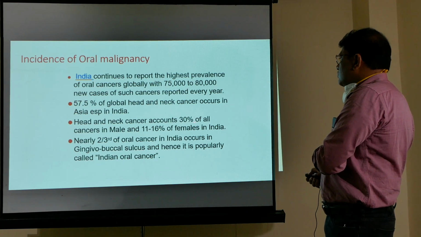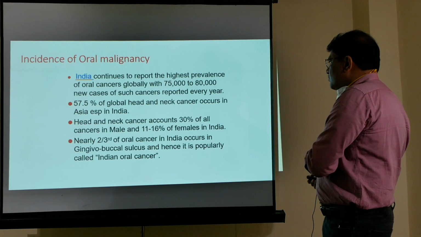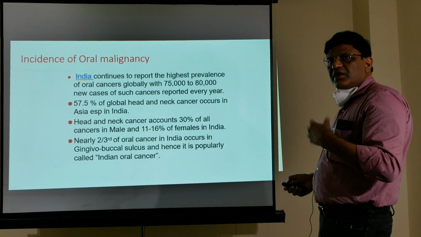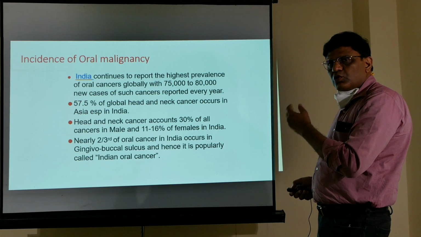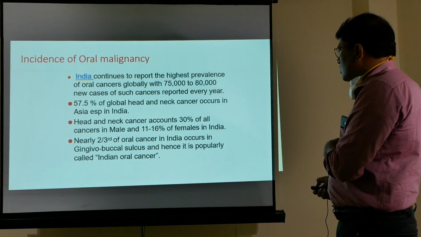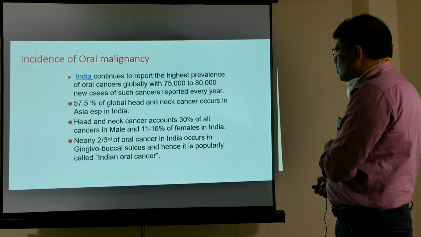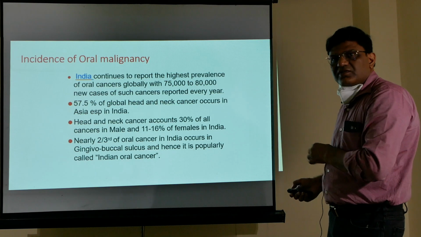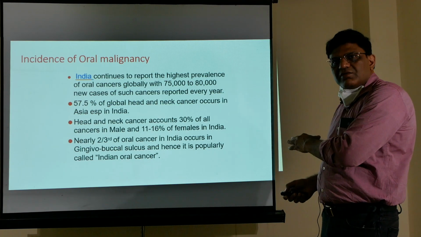Head and neck cancer accounts for 30% of all cancers in males and 11 to 16% in females in India. The reason is that males do reverse smoking and pan masala, while females do too, but in smaller numbers. That is the only reason. Nearly 2/3 of oral cancers in India occur in the gingivobuccal sulcus. Hence, it is popularly known as Indian oral cancer. Remember, Indian oral cancer. Why is it in the gingivobuccal sulcus?